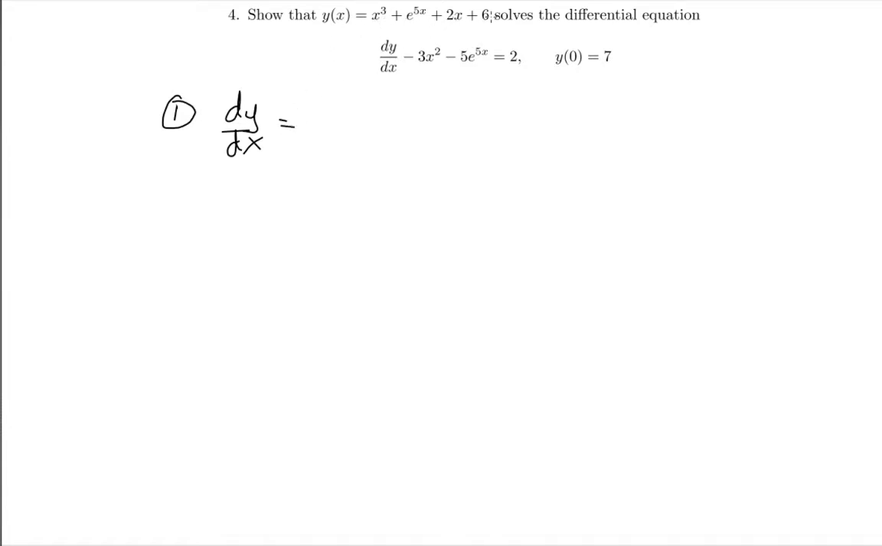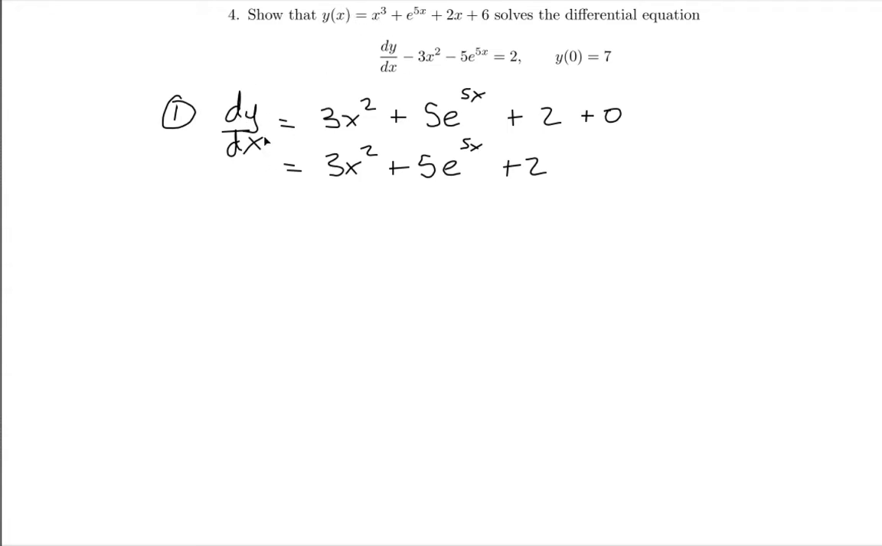So according to our given function, the derivative of y with respect to x should be 3x squared, because the derivative of x to the power of 3 is 3x squared. Plus, using the chain rule, we have 5 e to the 5x. The derivative of 2x is just 2, and the derivative of 6 is just 0. And so if I simplify that, I get 3x squared plus 5 e to the 5x plus 2. Okay, so given y, we now know what dy by dx is.